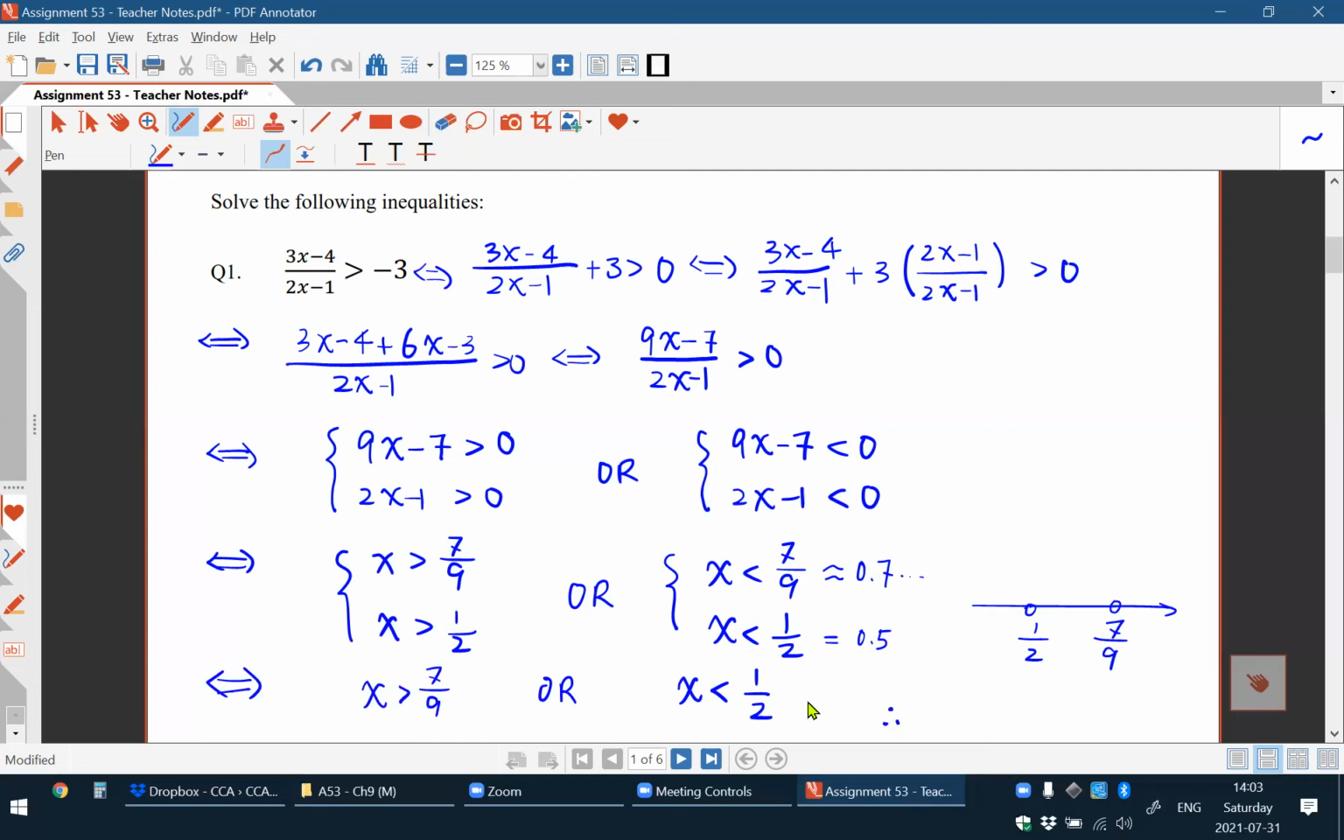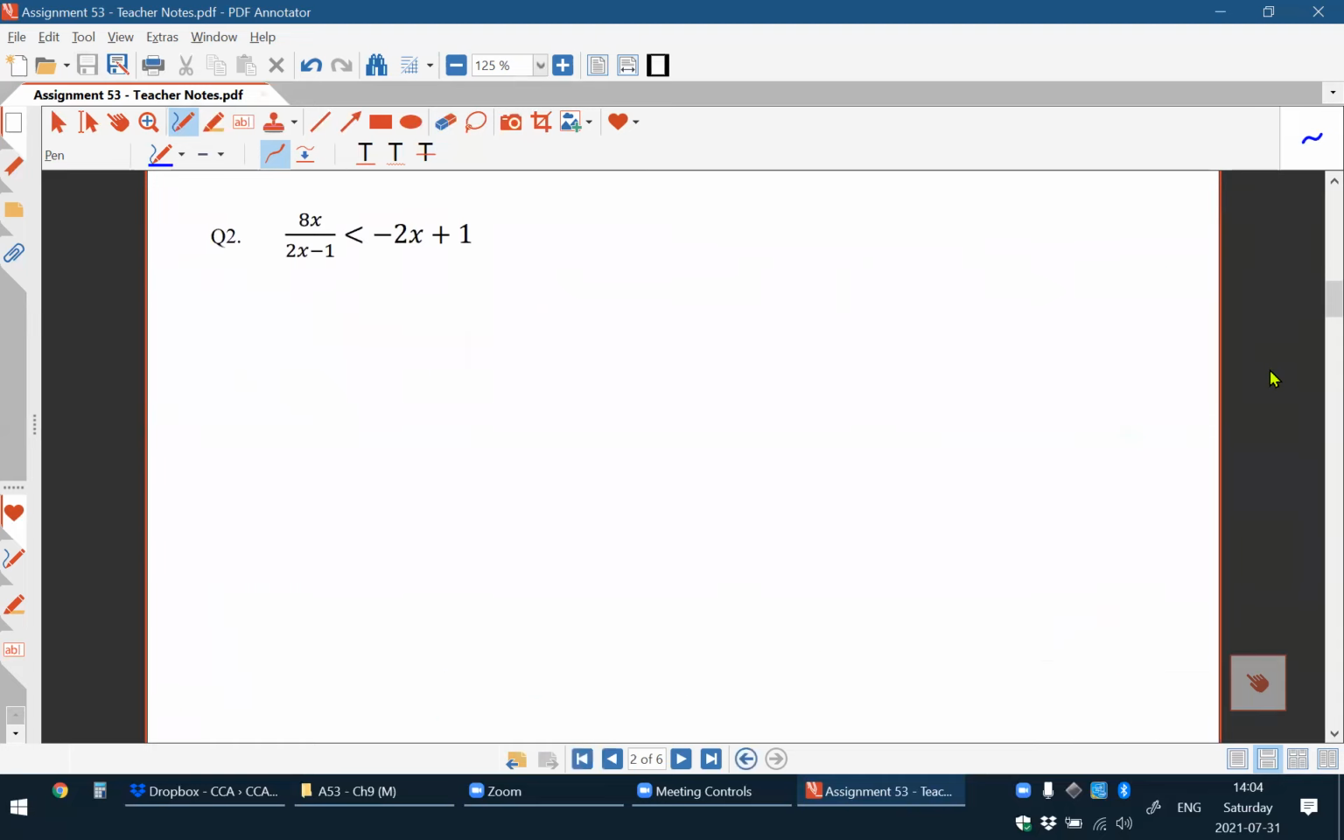Okay, so considering both of the cases, the final result is x greater than 7/9, or x can also be less than 1/2. Right? Okay, this is the whole process of solving this question. Do you have any questions? No? Okay, if you don't have any questions, let's move on to the next one.